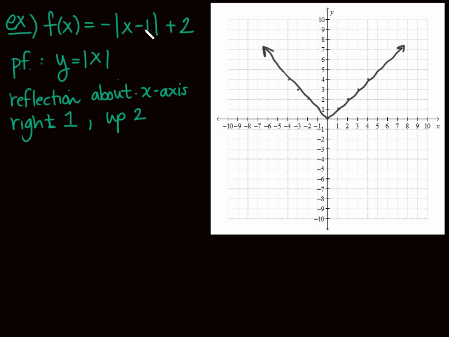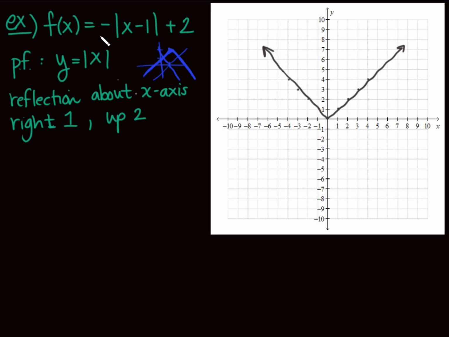So technically what happens is we first shift this to the left one. No, not left. It's going to shift to the right one, okay? Then it's going to do a reflection about the x-axis, which would give me this. And then I'm going to go up two. So my final answer should be something like that, okay?